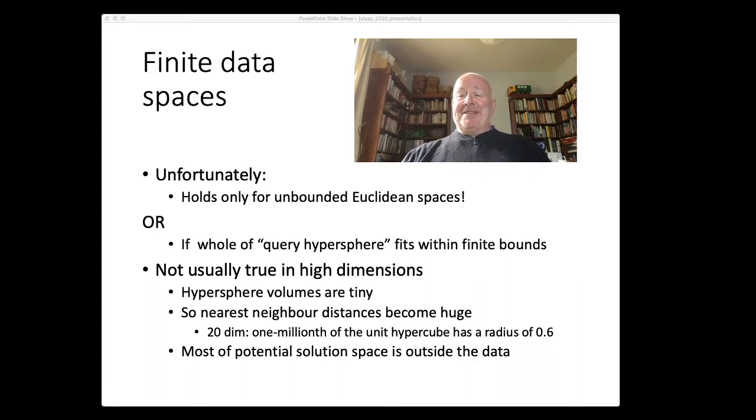The nearest neighbor distances become huge because you've got to have a really, really big radius on your query hypersphere before you have any elements of the finite set inside it. So 1/1,000,000th of the volume of the unit hypercube in 20 dimensions has a radius of 0.6. So 1/1,000,000th of the space, which is usually around, depending how big your data is, is what you want to query, at least that much of the space. Even with 1/1,000,000th of the space, necessarily a substantial part of the potential solution space is sitting outside the data space. So we need to adapt the theory to accept this.